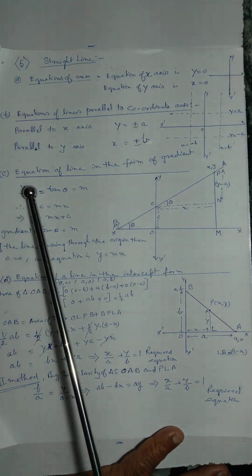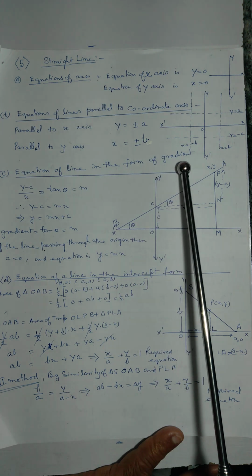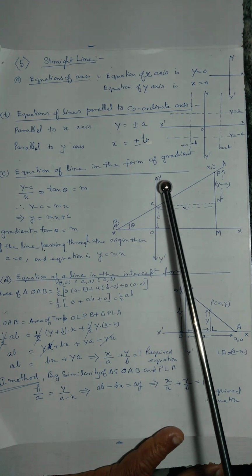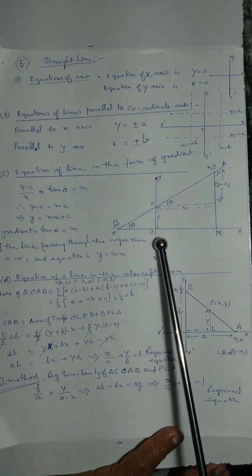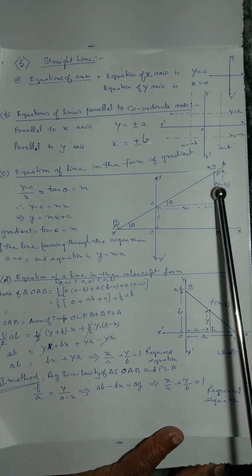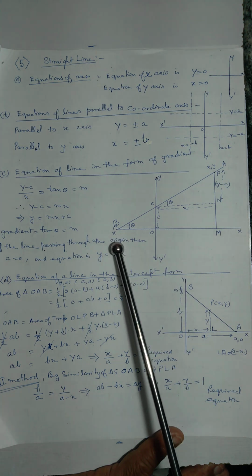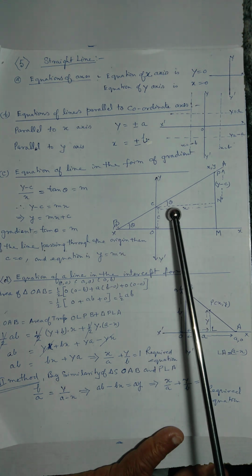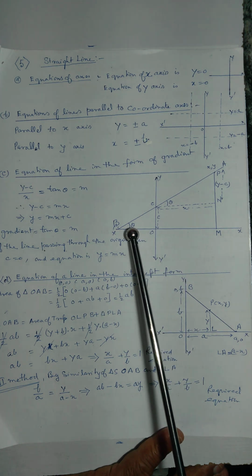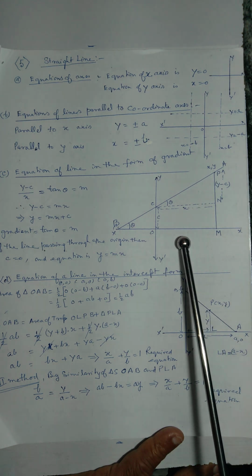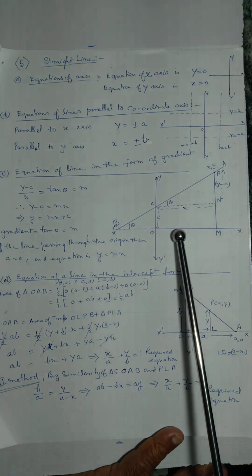Now come to the C point, that is the equation of line in the form of gradient. You see there is a line AB which cuts the y-axis at the point C. The intercept made on y-axis is C, means OC is C. The coordinate of A is (x, y), and B is (x, 0), and this is the angle theta. This is also theta. Theta is the angle made by this line in the positive direction along the x-axis.